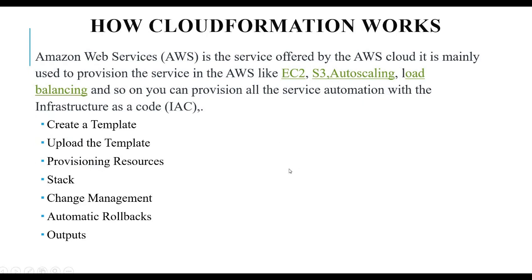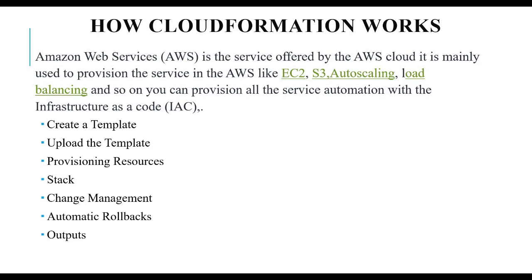how CloudFormation works. Amazon Web Services is the cloud offered by AWS. It is mainly used to provision resources in AWS like EC2, S3, auto scaling and load balancing, and also you can provision all the services with automation using IaC, meaning infrastructure as code. Here is how it works: first create a template, then upload the template, provision the resources, stack, change management, automatic rollback, outputs. So let's see one by one what they all do.